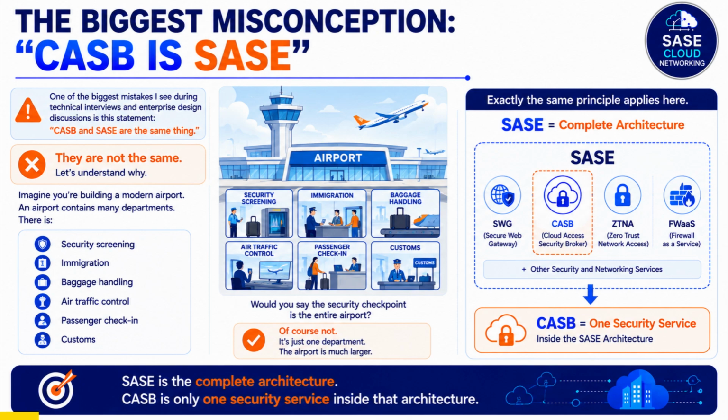Would you say the security checkpoint is the entire airport? Of course not. It's just one department. The airport is much larger. Exactly the same principle applies here. SASE is the complete architecture. CASB is only one security service inside that architecture.